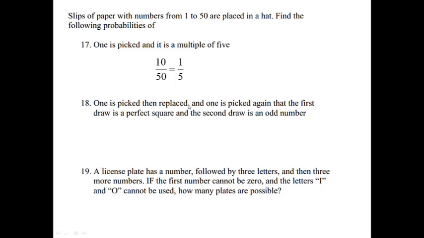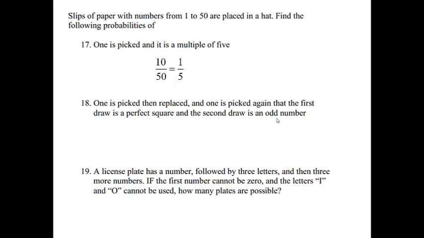One is picked, then replaced, and one is picked again. Okay, so you're picking 2 with replacement. The first one being drawn is a perfect square, and the second one is an odd. So perfect squares, how many perfect squares are there? 1 is a perfect square, 1 times 1. 4 is a perfect square, 2 times 2.